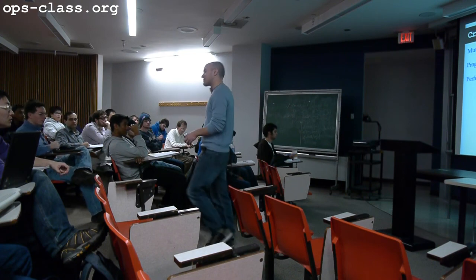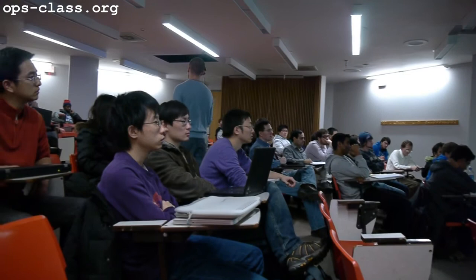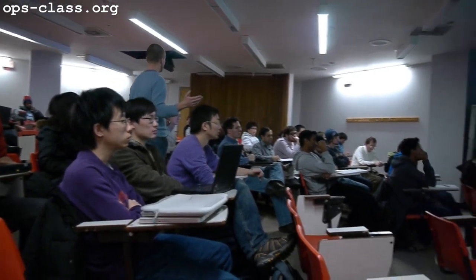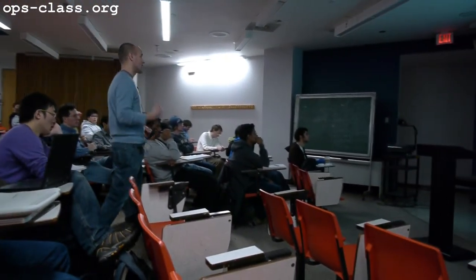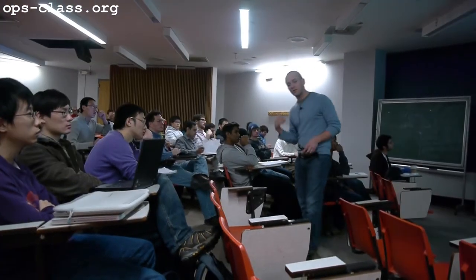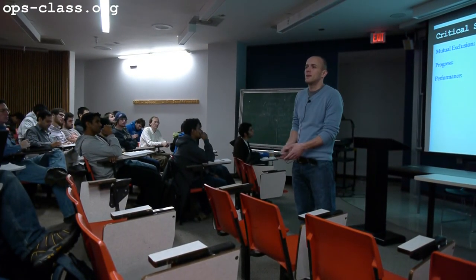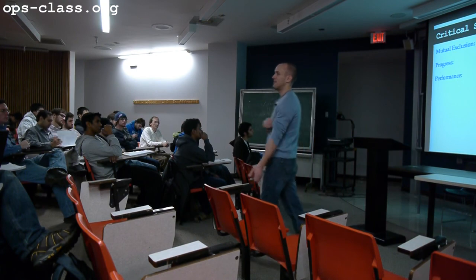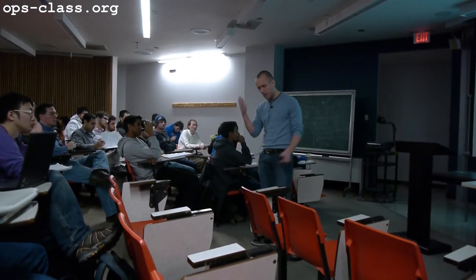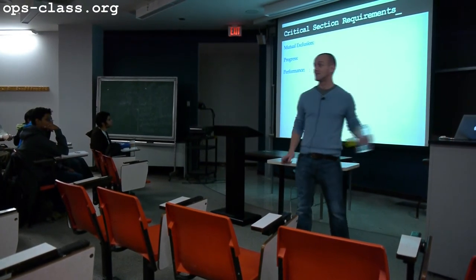So getting this right is important. These primitives are tools. If they're not used correctly, all bets are off. And a lot of what you are going to struggle with is getting this stuff right. So these tools are useful. They're powerful. But if you don't lock around every access to a shared variable, then you might as well not lock anywhere.